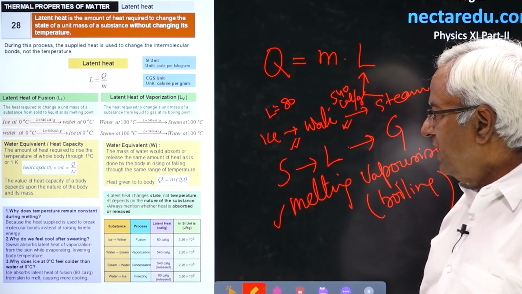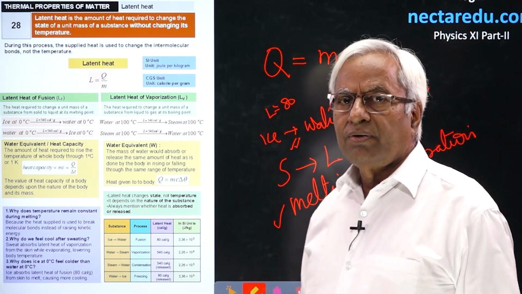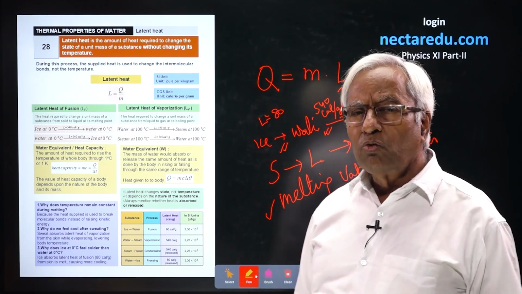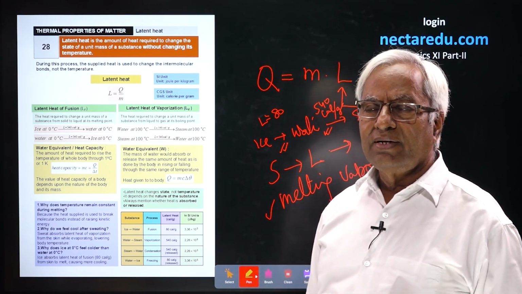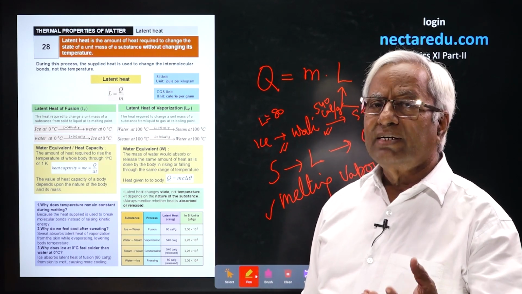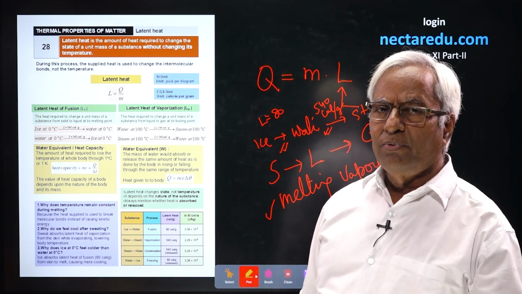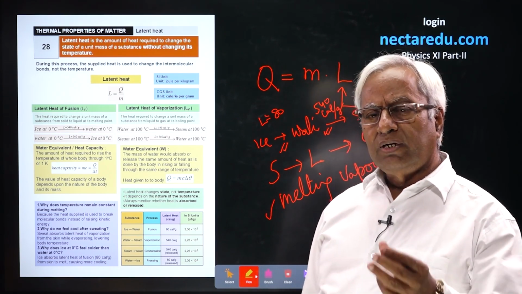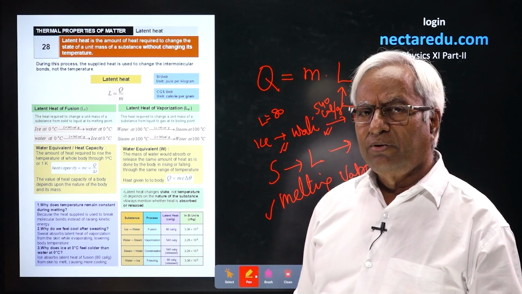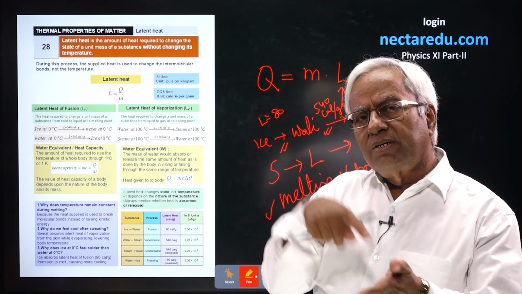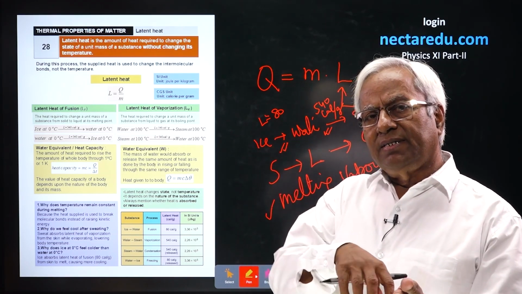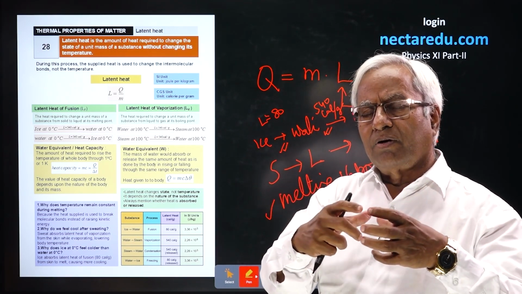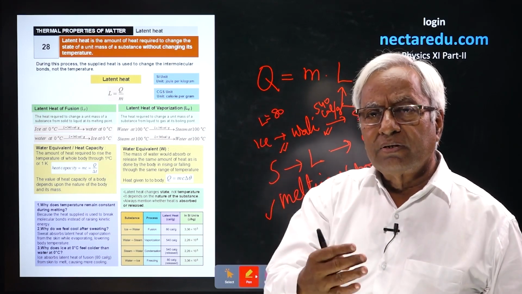One very good question arises: why does ice at 0 degrees Celsius appear colder than water at 0 degrees Celsius? Because 0 degrees Celsius is the melting point of ice. Right now, it is ready to change into water. Only the requirement is 80 calorie per gram. So as soon as you touch the ice at 0 degrees Celsius, it will immediately start melting. That means it will immediately start absorbing at the rate of 80 calorie per gram.